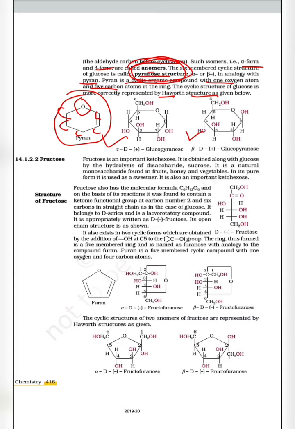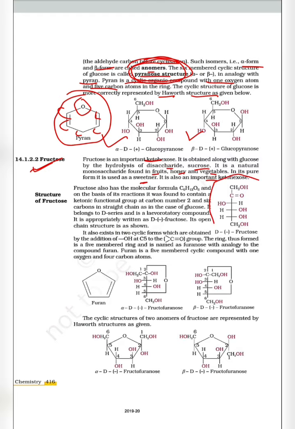Now students, we are going to study another structure that is based on fructose. Fructose is an important ketohexose. It is obtained along with glucose by hydrolysis of disaccharide sucrose. It is a natural monosaccharide found in fruits, honey, and vegetables. In its pure form, it is used as a sweetener.